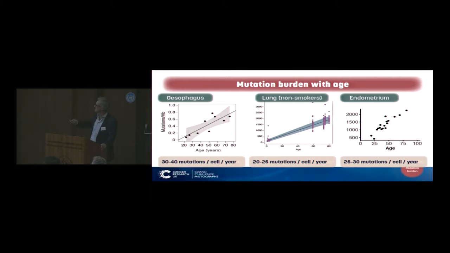This is data from endometrium and from esophagus. And you can see that in each of these tissues, and pretty much all of the organs that we've looked at thus far, with maybe the exception of prostate, the mutation burden accumulates in normal tissues by and large linearly with age, which suggests that the mutation rate is constant per unit time, and that is around about 20 to 25 mutations per year per cell.